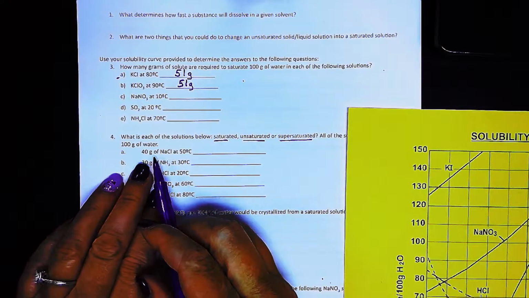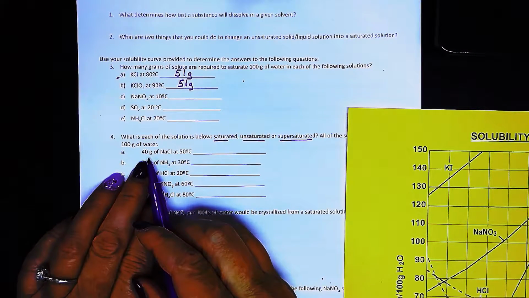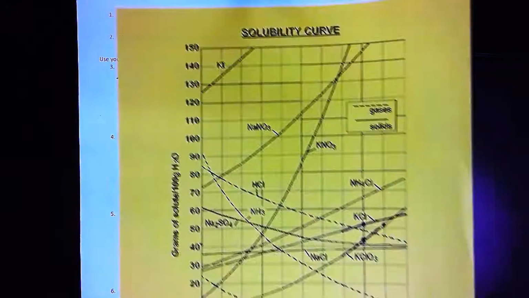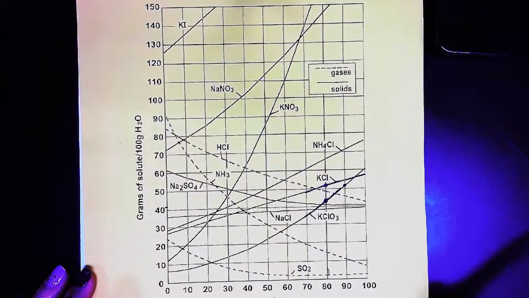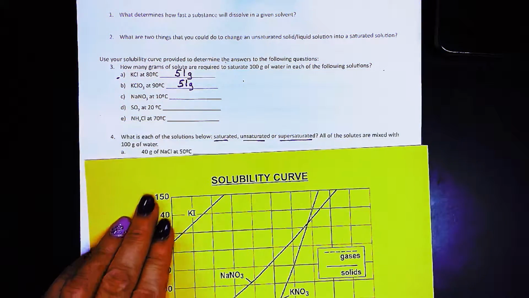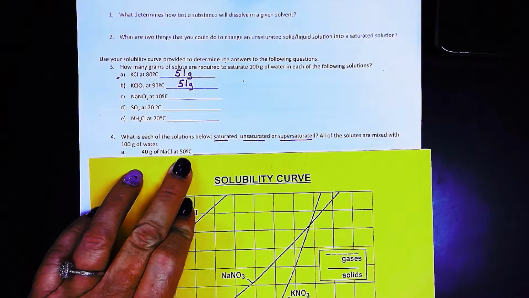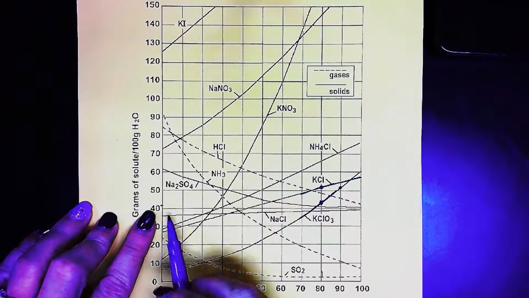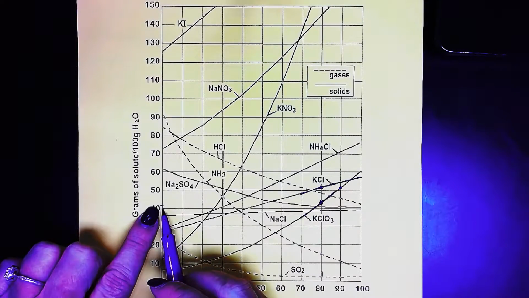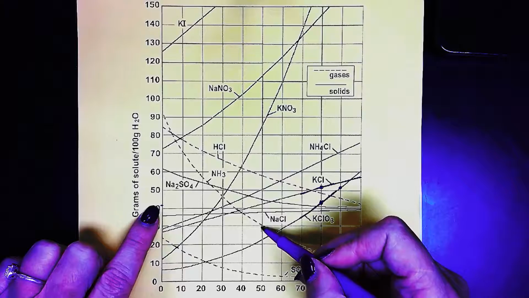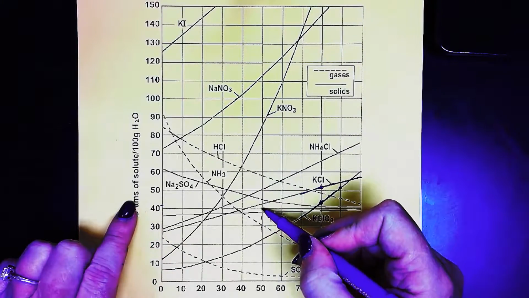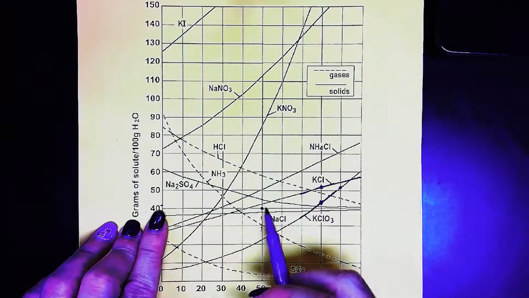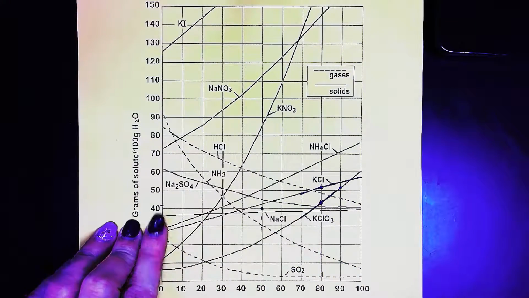So letter A says I have 40 grams of NaCl at 50 degrees Celsius. So 3 different pieces of data are what I'm going to have to look at. I'm going to have to find 40 grams and 50 degrees Celsius. So let's do that first. So let's look at our solubility table. Let's see, here's 40 grams. All right, here's 50 degrees. I want to go to where those 2 points intersect. So if I draw a dot right there, 40 grams, 50 degrees Celsius.